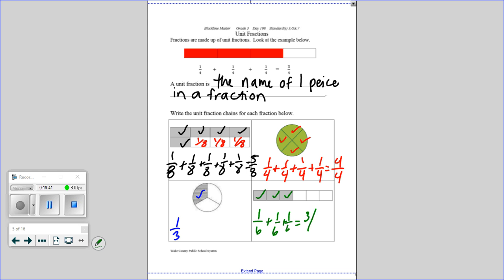3/6. All right, we're going to stop here today. And we won't really need our math notebooks too much, so go ahead and put away your math notebooks, please.